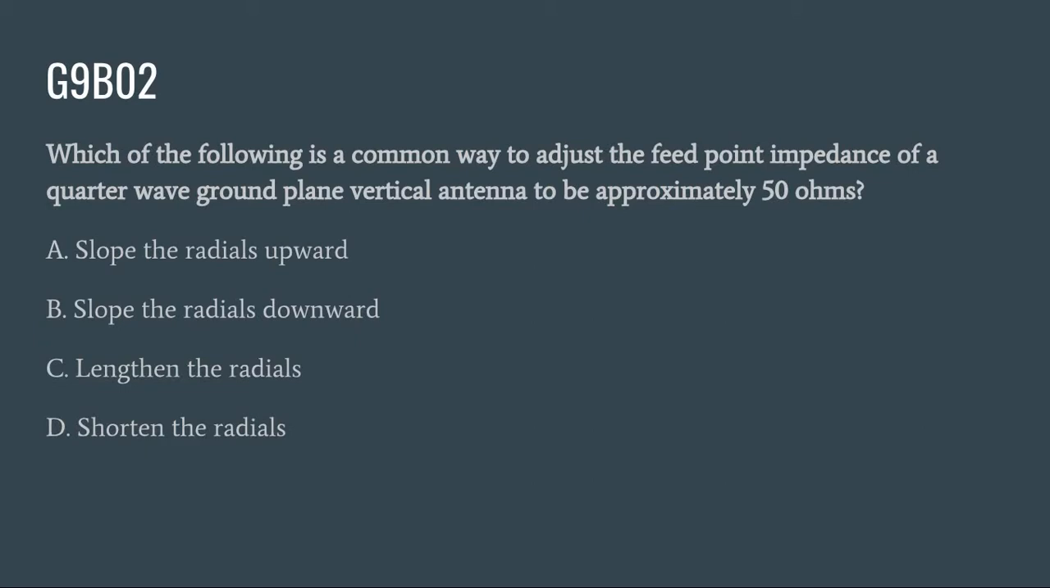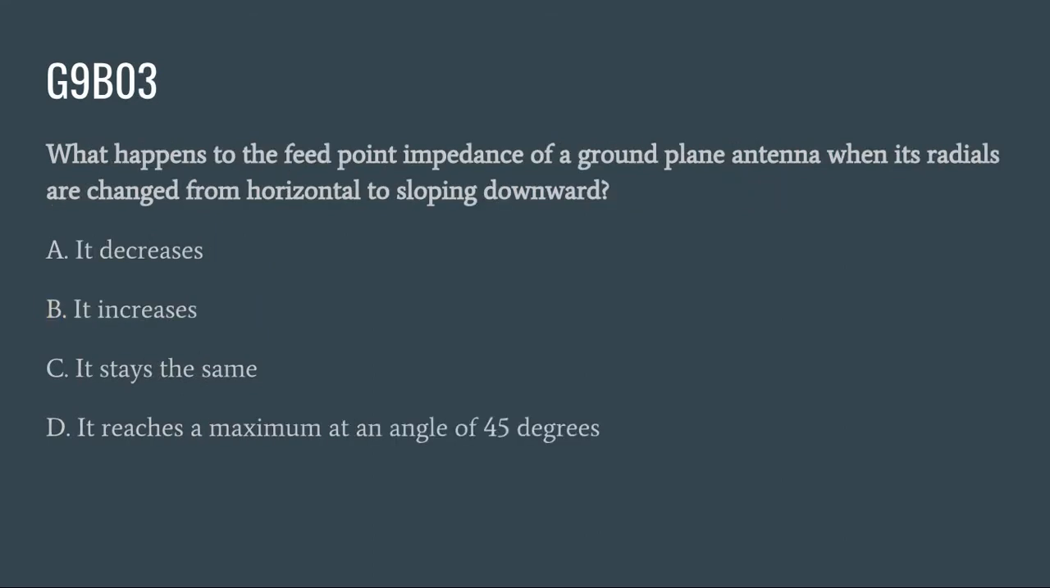Continuing on, G9B02, which of the following is a common way to adjust the feed point impedance of a quarter wave ground plane vertical antenna to be approximately 50 ohms? A. slope the radials upward. B. slope the radials downward. C. lengthen the radials, or D. shorten the radials. Correct answer here is B. slope the radials downward.